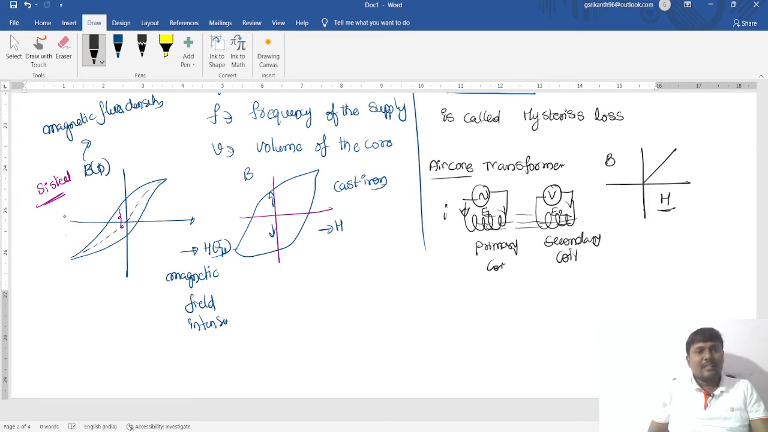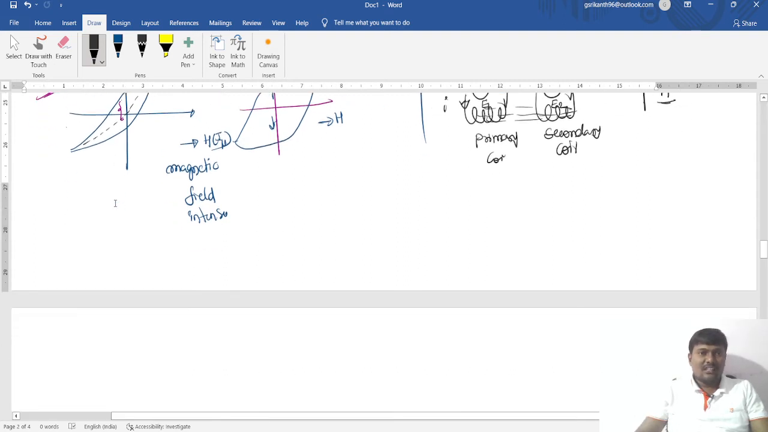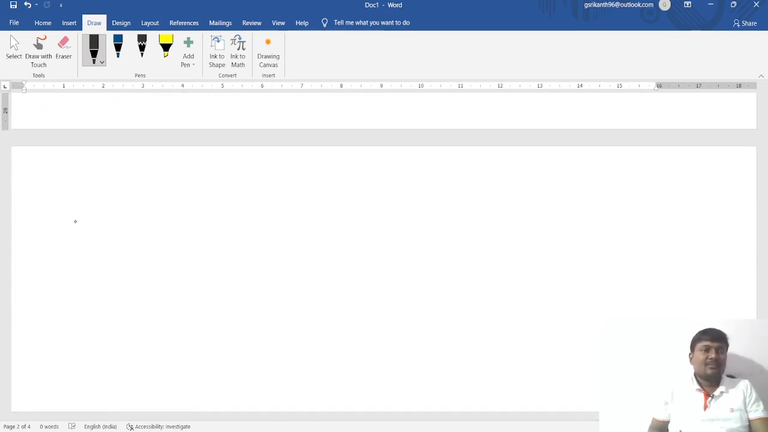For core materials, for a silicon steel, the area is less. Then it is called the hysteresis loss. So by using silicon steel, we are reducing the hysteresis losses. And the next loss is called the eddy current loss.